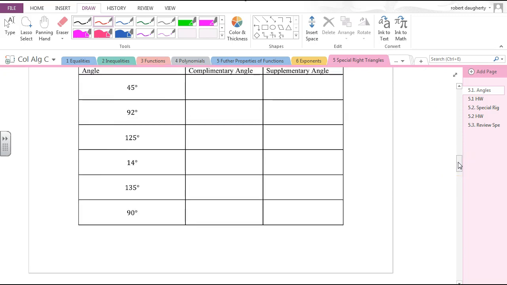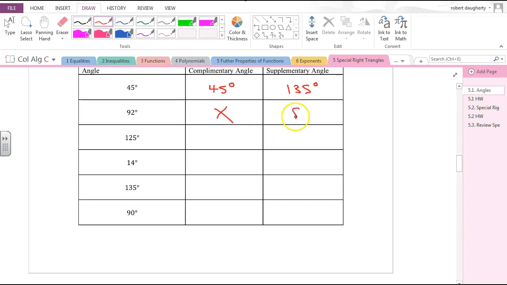Some of this you have. Just make sure you know complementary and supplementary. If I've got a 45 degree angle, what is the complementary angle? 45, because that adds to 90. What's the supplementary angle? 135, because that adds to 180. 92: is there a positive angle that I can add to it to get 90? No, there is no complementary angle. What is the supplementary angle?